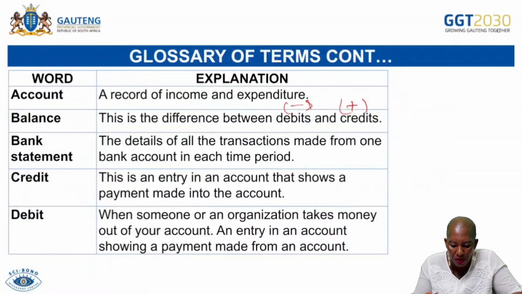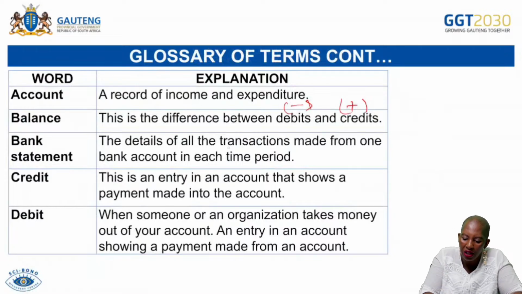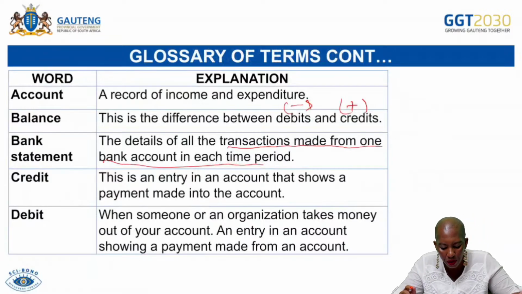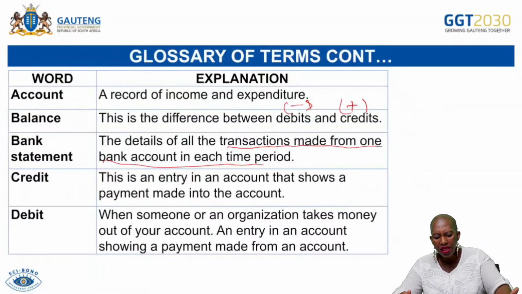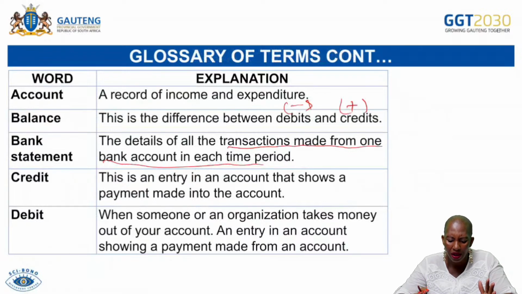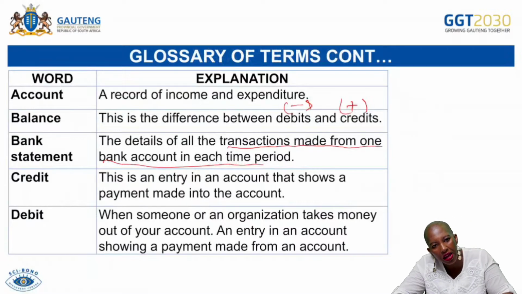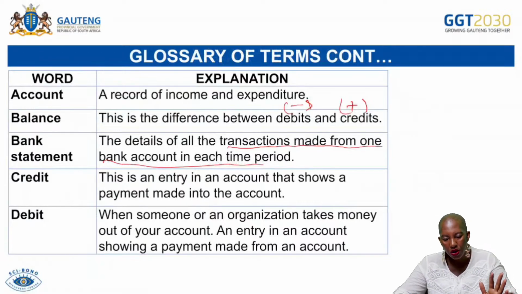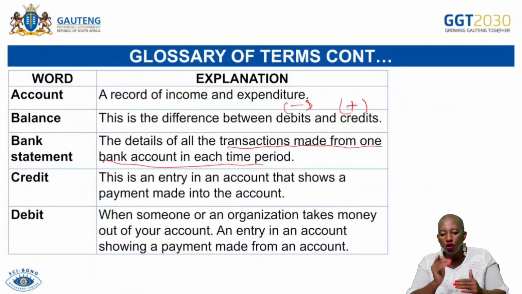And then the bank statement, this one I've already touched on it. The details of all the transactions made from one bank account in each time period. So over a period of a month, the bank statement, they will send it to you via email or maybe via post. Now, when you get that statement, it will show all the transactions that you have made, all the purchases, and when you purchased those.